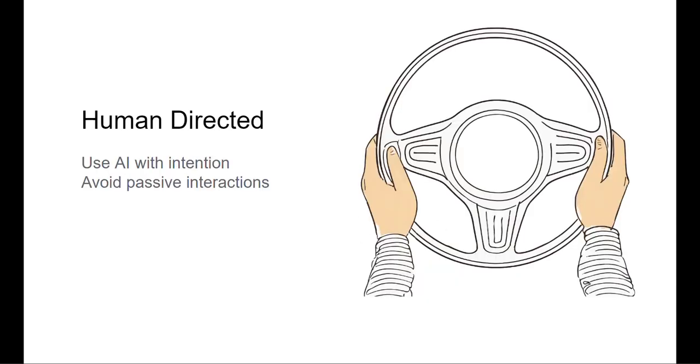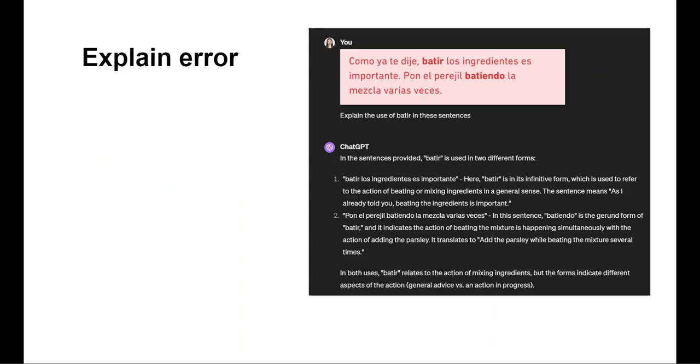So the first one is human directed. That means that you don't want a passive interaction where it's just telling you what to do, because it can feel like that sometimes, and we don't want to fall into that trap. So here's an example of how I used it to learn with intention. I was working on Spanish on Duolingo, and I came to this example and I didn't understand it.